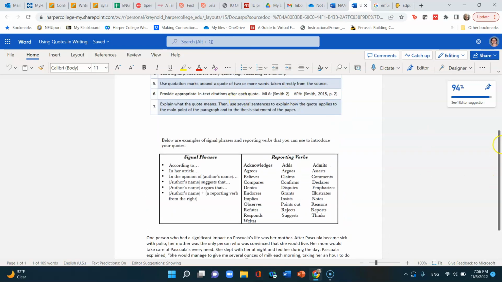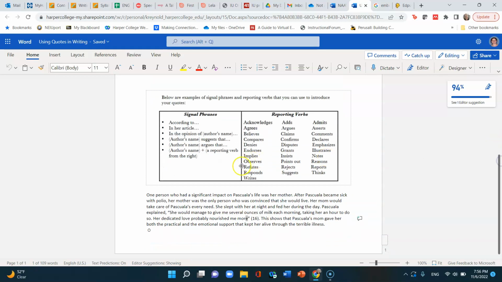Then after the quote, you can see that we put number 6, an in-text citation. In this case, we just need to put a parentheses, which are these lines, and the page number where the quote is from. So all of your quotes pretty much are going to be from Pascuala's book. So you just need to put the parentheses and then the page number that they are in.